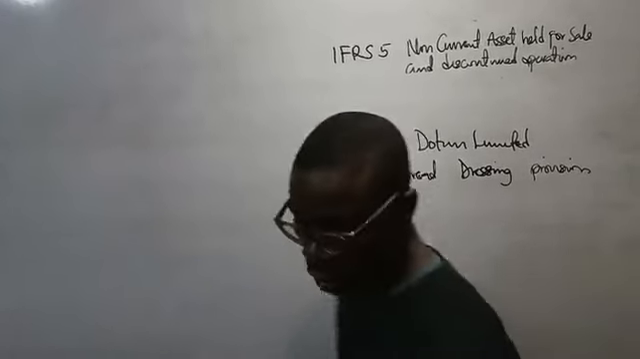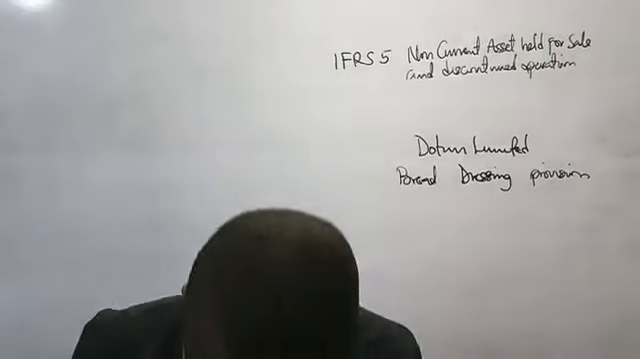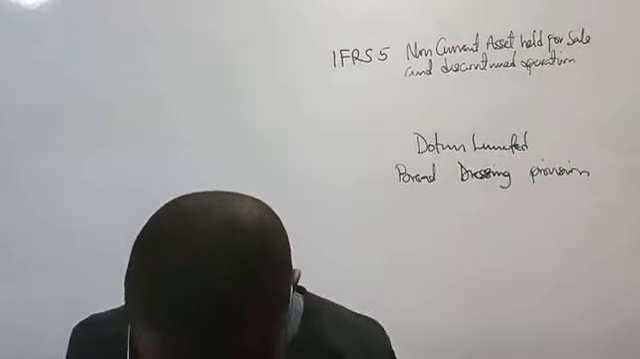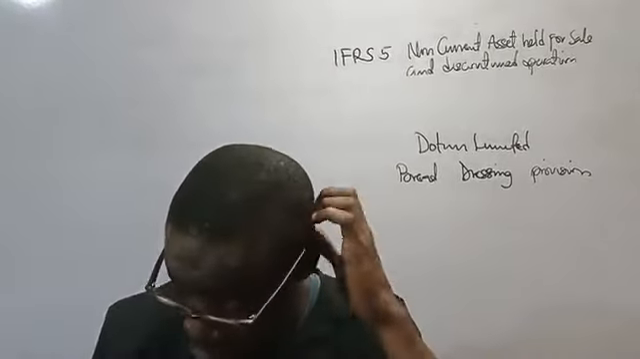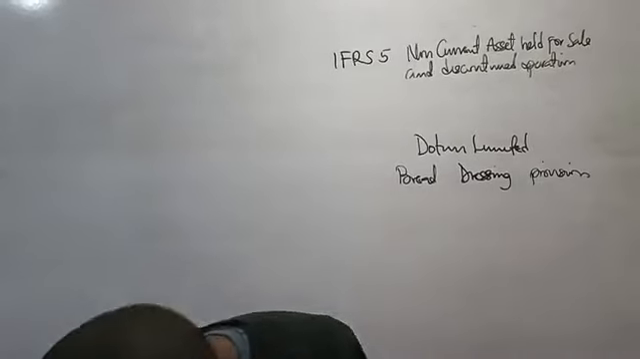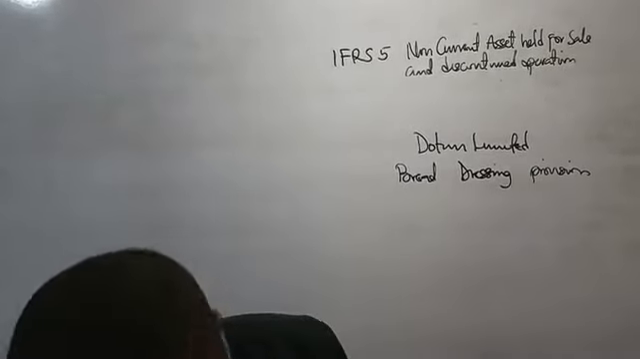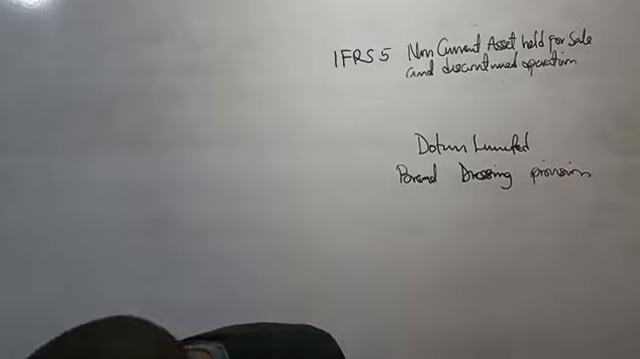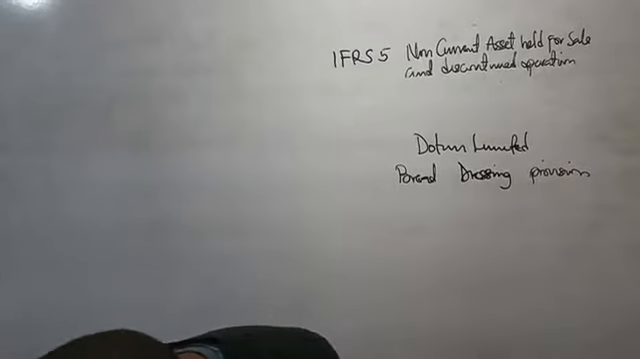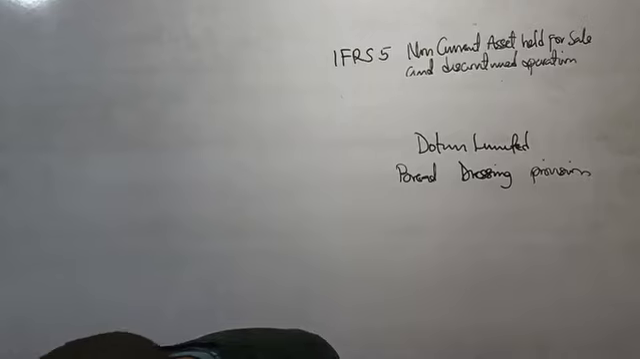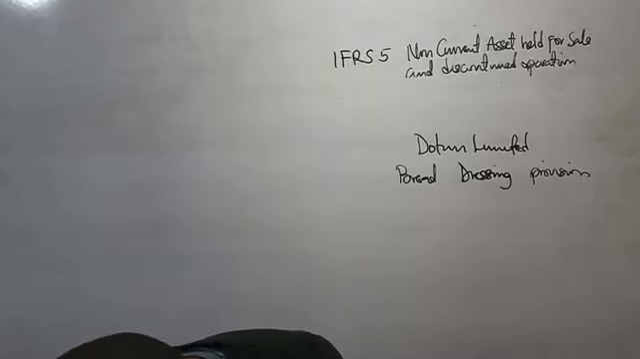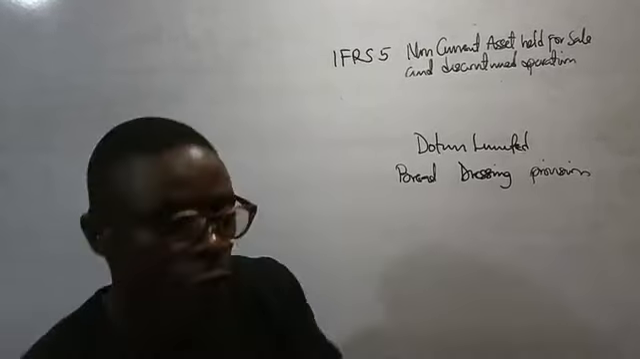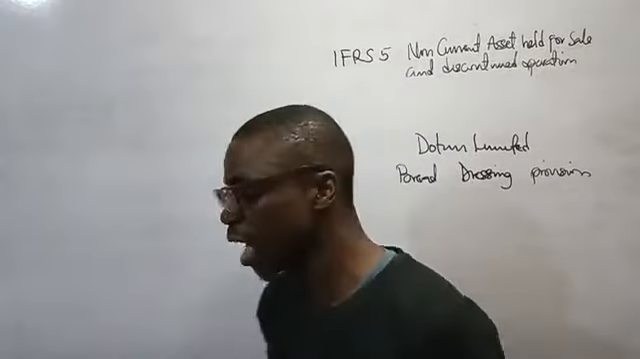Now, discontinued operation. I'm on page 100 now. Sorry, I forgot to say it on the video. Discontinued operation can be defined, according to IFRS 5, as a component of an entity that either has been disposed of or is classified as held for sale. Whether you have sold it or classified it as held for sale.